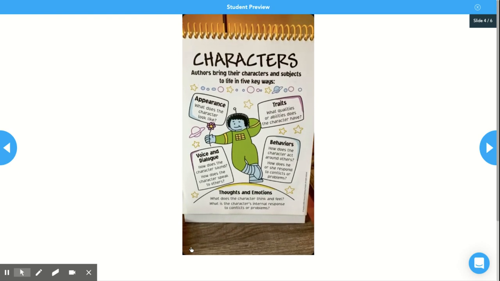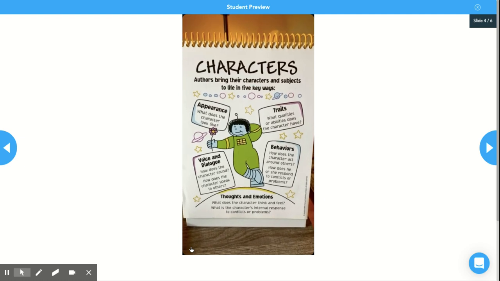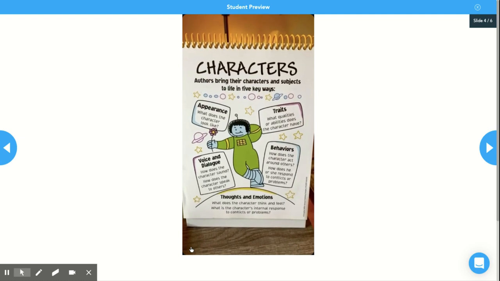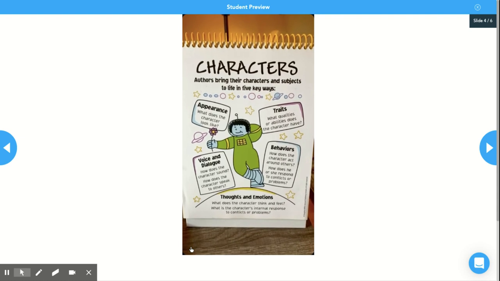Hi everyone, welcome to the next lesson in Module 6, Week 2, where we're reading the biography of Rita Moreno. Today we're looking at the literary elements, specifically characters.